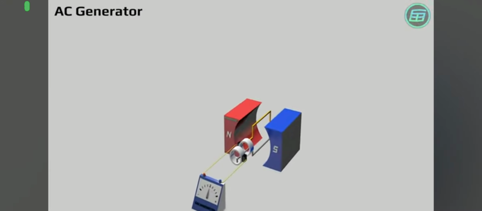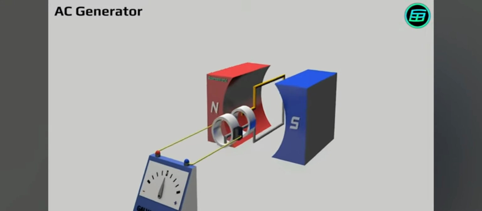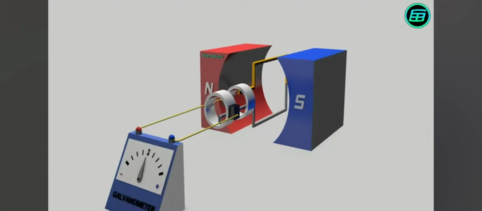Alternating current or AC generator, a device that converts mechanical energy into electrical energy. This part is called the armature. It's made from metal and electricity is generated by its rotation between two magnets. To show clearly how the generator works, one half has been colored yellow.